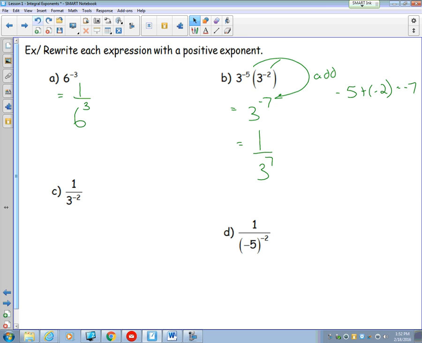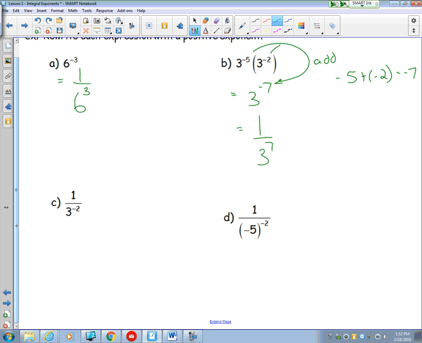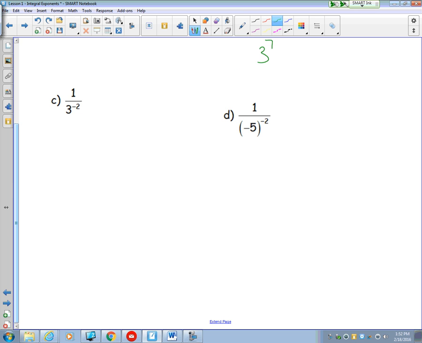Oh, yeah, it's a good C. Oh, C has a negative on the bottom. What should I do with that? Well, we said if you have negatives, you should flip them over. So instead of 1 over 3, I end up with 3 over 1, and my exponent becomes a positive. Now, we don't usually show the 1 on the bottom, so this is the same thing as saying 3 squared.